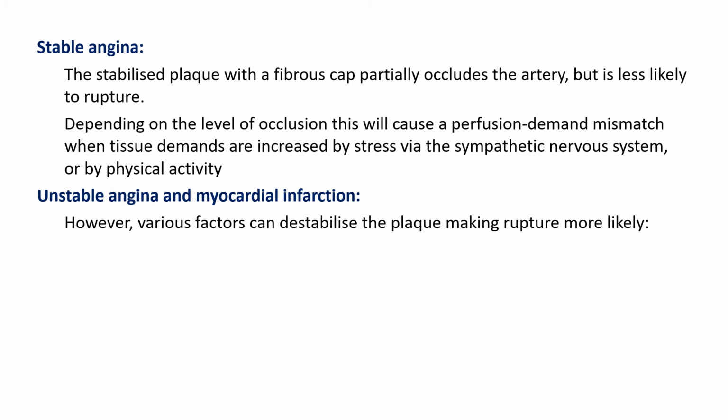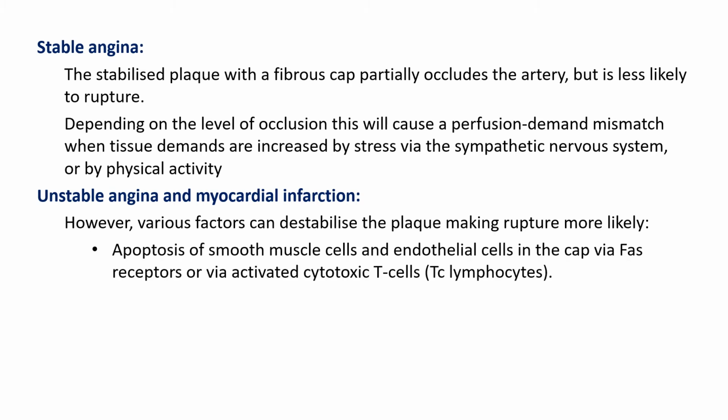Unstable angina, this is where we start to get a bit of a problem with our nice fibrous cap and stabilized plaque, because various factors can destabilize the plaque, making rupture more likely. So our nice fibrous cap that we made, we can start to break it down. This happens because there may be apoptosis of smooth muscle cells. Our smooth muscle cells that grew over the top of the cap might start getting triggered, perhaps via TNF-alpha, nitric oxide, Fas ligand, to go into apoptosis.